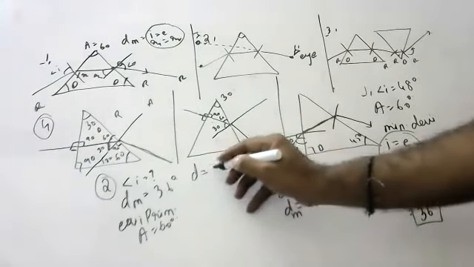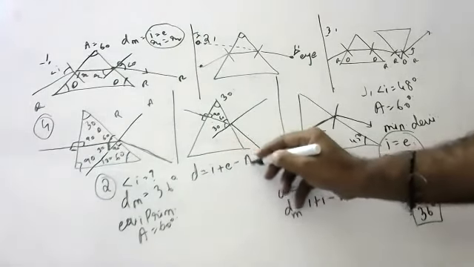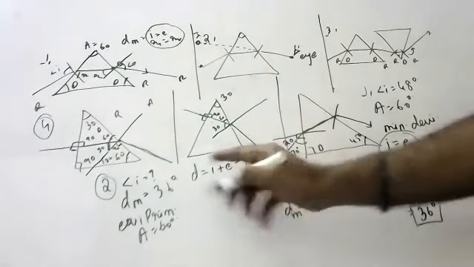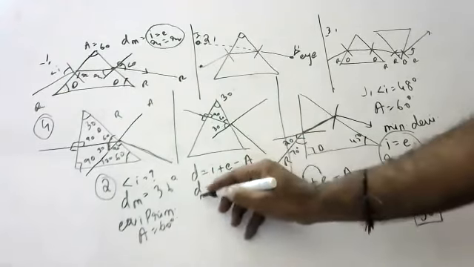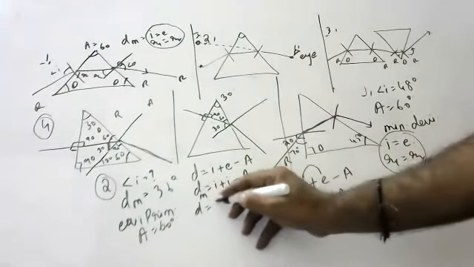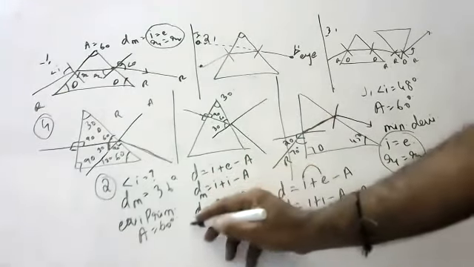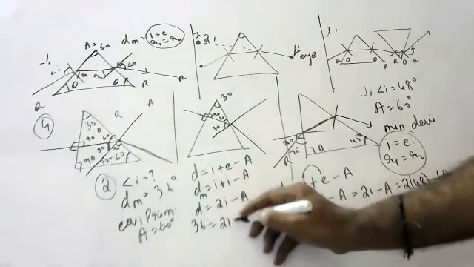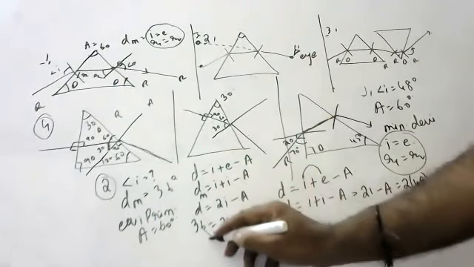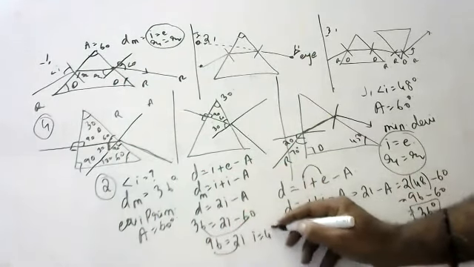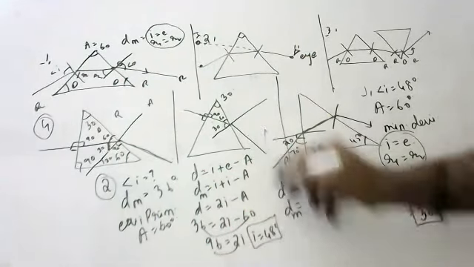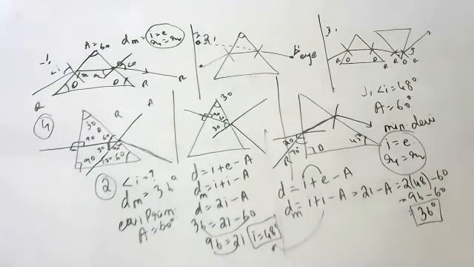Sir, you can go ahead. D is equal to I plus E minus A. During minimum deviation, these both are equal. D is equal to I plus I minus A, so D is equal to 2I minus A. 36 is equal to 2I minus 60. 60 goes over, 96 is equal to 2I. 2 goes down, I is equal to 48 degrees. This is the reverse, the converse, of the previous question.